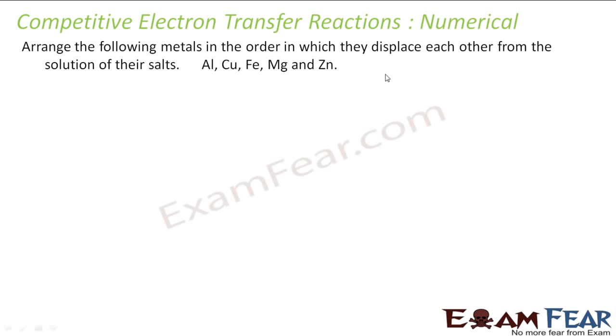For example, we have seen that zinc can displace copper from its solution. This reaction we have seen because zinc has more tendency to get oxidized, right? That means zinc has more oxidation potential than copper, but we are not concerned about oxidation potential, we are concerned about reduction potential. Zinc has less reduction potential than copper. Correct?